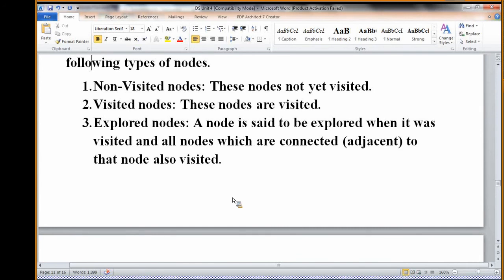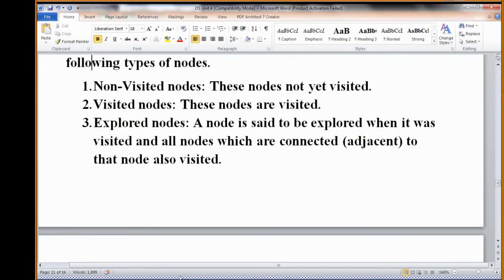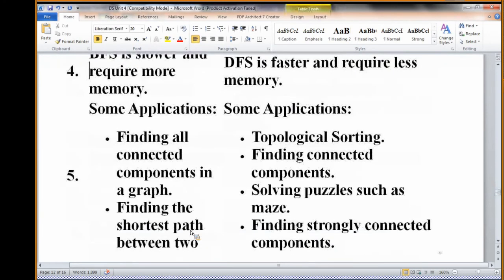Best example, one vertex, one node is there connected to 4 and 3. 1 is visited, but 4 and 3 are not visited, then 1 is an unexplored node. But if the adjacent vertices of the 1, 4 and 3, are also visited, then 1 is called an explored node. That is the difference between an explored node and an unexplored node. So that's why those explored and unexplored.